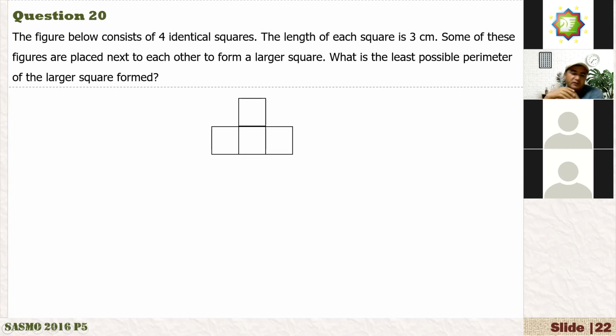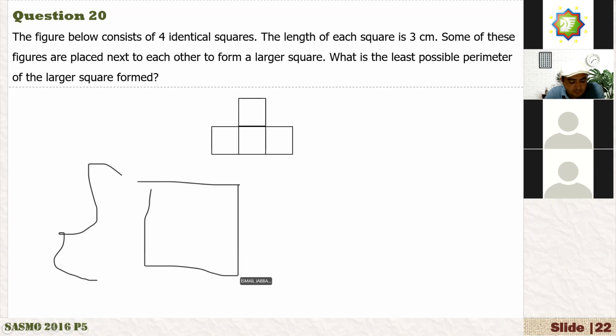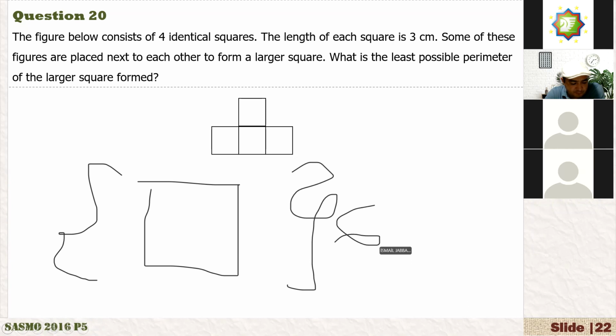The figure below consists of 4 identical squares. The length of each square is 3 centimeters, and some of these figures are placed next to each other to form a larger square. What is the least possible perimeter? Okay, very good. So what did he get? Can I say? Yes. My answer is 24.